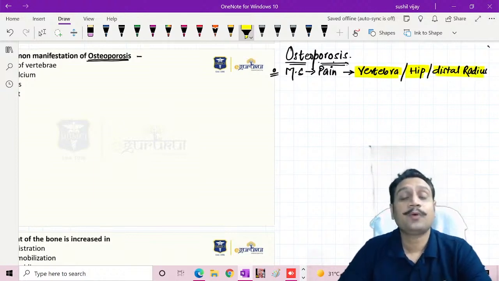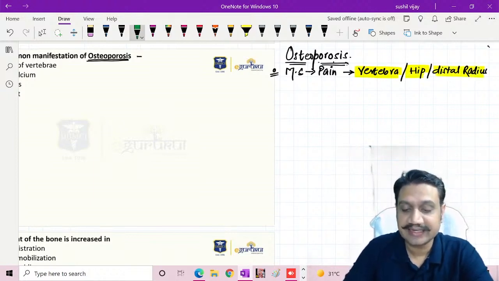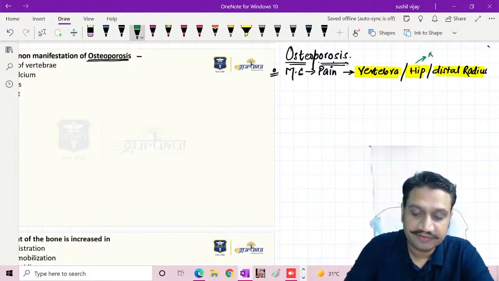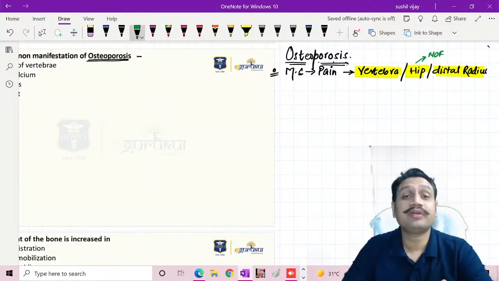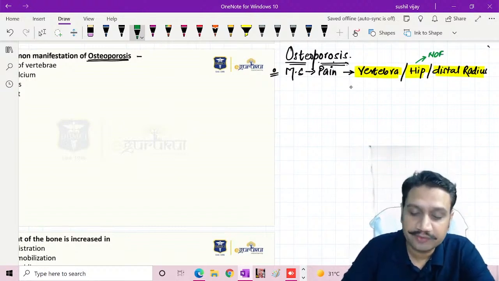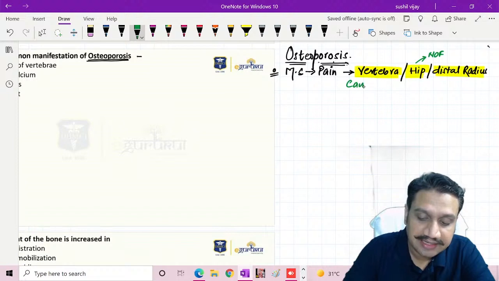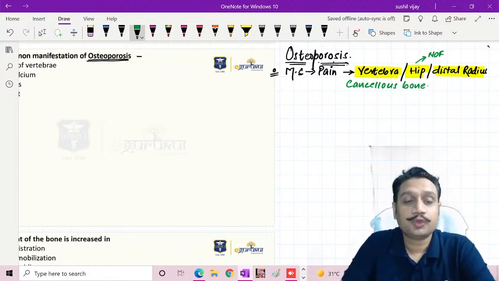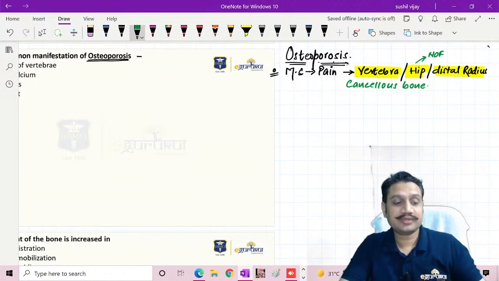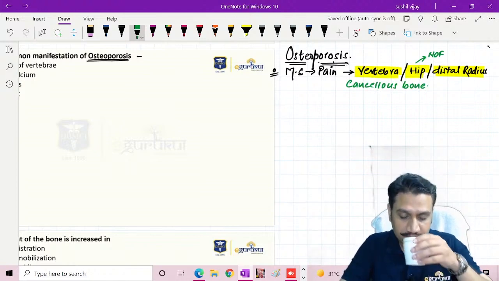Why are these the most commonly affected sites? Because in the hip, it is the neck of the femur. And why are these 3 the most commonly involved sites? Because these are cancellous bones. So why is there pain? Somebody has asked me why there is pain.